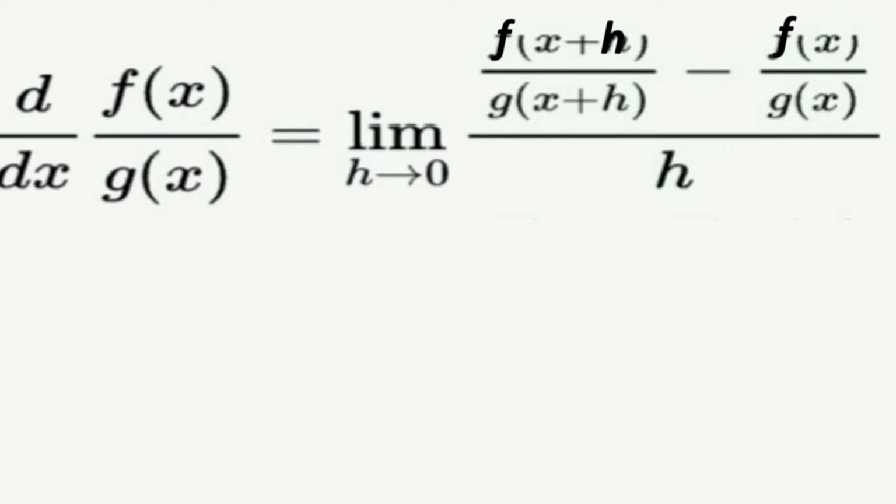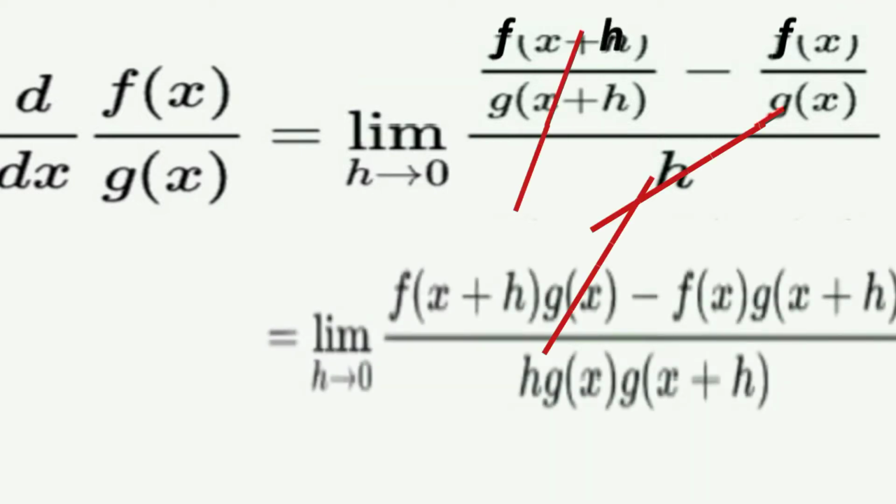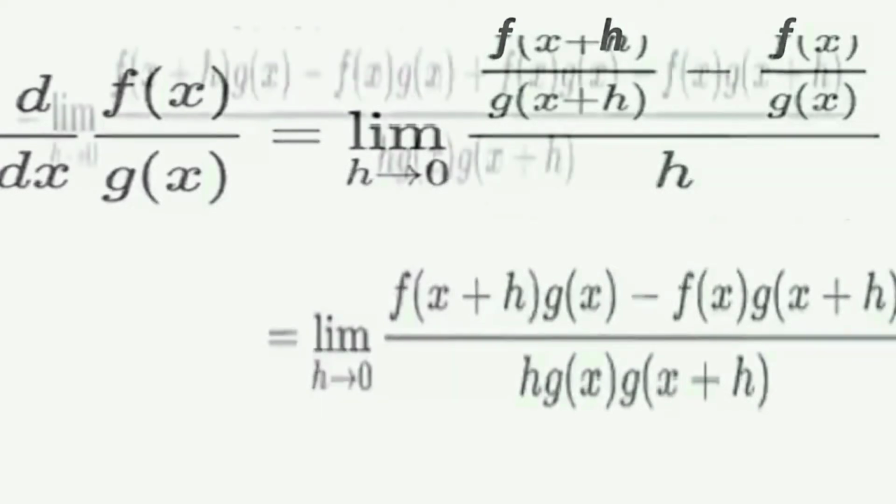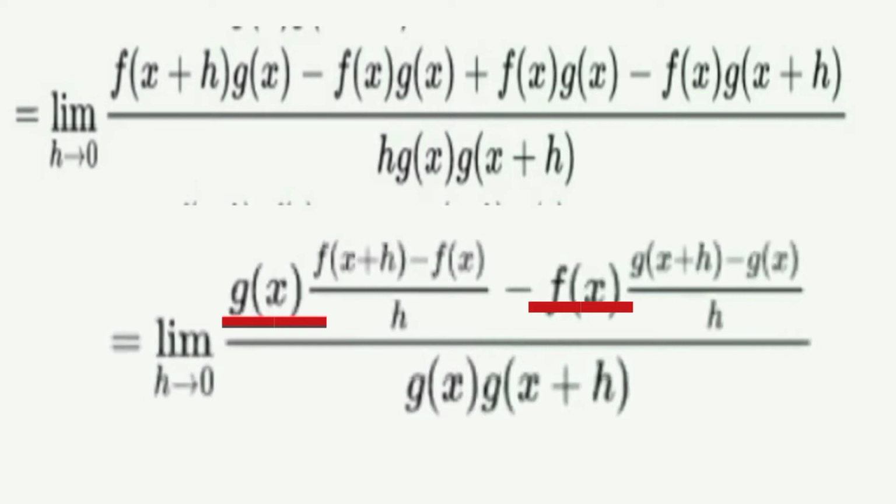Since this is a complex fraction, let's simplify the upper part by having the common denominator, cross-multiply g of x plus h and g of x, and multiply 1 over h to the whole fraction. So it's equal to f of x plus h times g of x, minus g of x plus h times f of x, all over h times g of x plus h. From here we are going to add, between the two terms, minus f of x times g of x plus f of x times g of x. Then factor out g of x and negative f of x and bring out 1 over h.